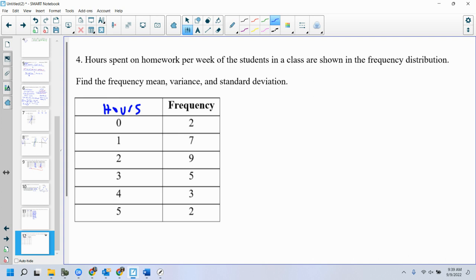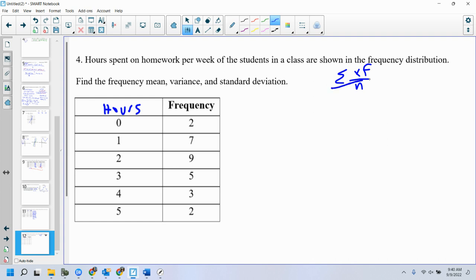All right, so the first thing that I have to do is figure out, I guess, it's also got the frequency mean too. Mean of a frequency distribution: sum of the xf's divided by n. Sum of the xf's divided by n. Okay.